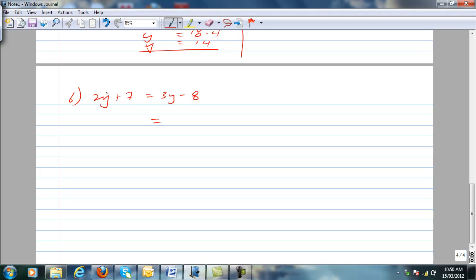So I'll move the y and I'll take the 2y the other side and I'll get this -8 to the left hand side. So when I move the 2y, it becomes -2y. And I've got a positive 7 this side. And when I move the -8, it becomes a positive 8 on this side. So 3y minus 2y is a y. And 7 plus 8 is 15. So y is equal to 15.